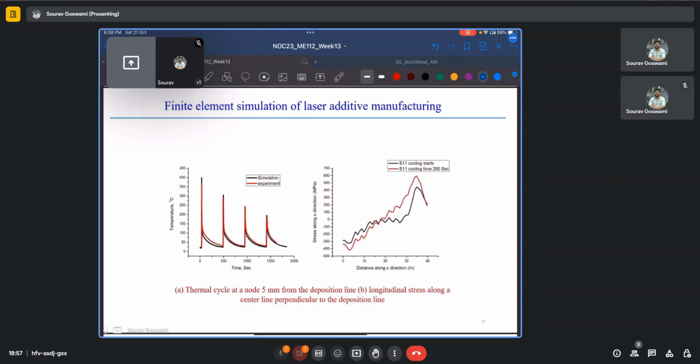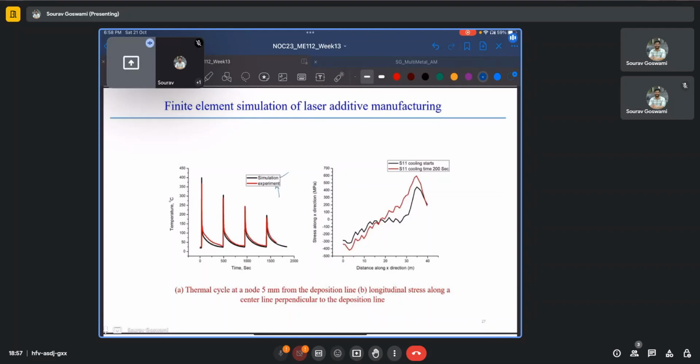So the location of choosing these thermal cycles is fixed, and we try to corroborate the information that is obtained from the simulation, which in this case is the black curve, and from the experiment, which in this case is the green curve. And this might also be useful in gauging whether any remelting has occurred or not.